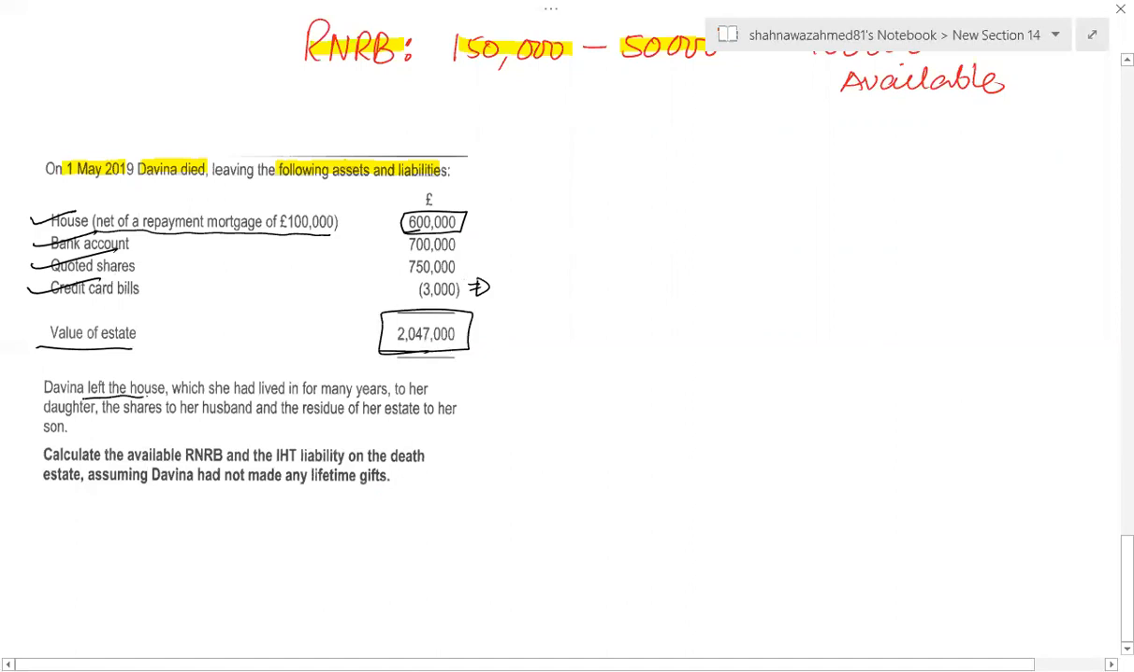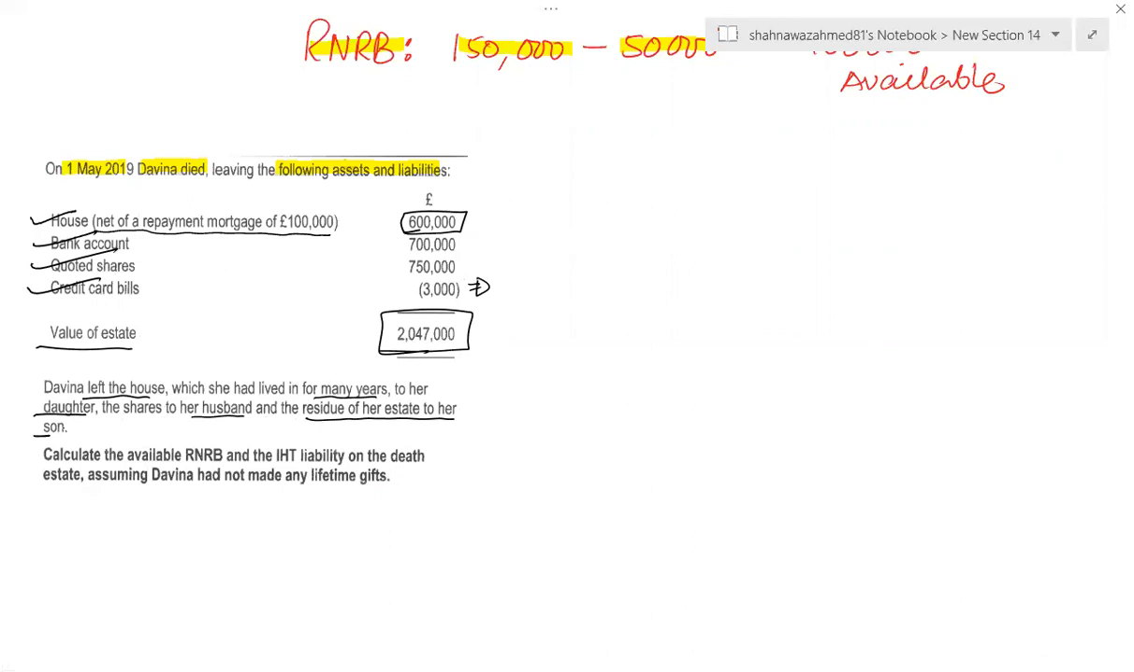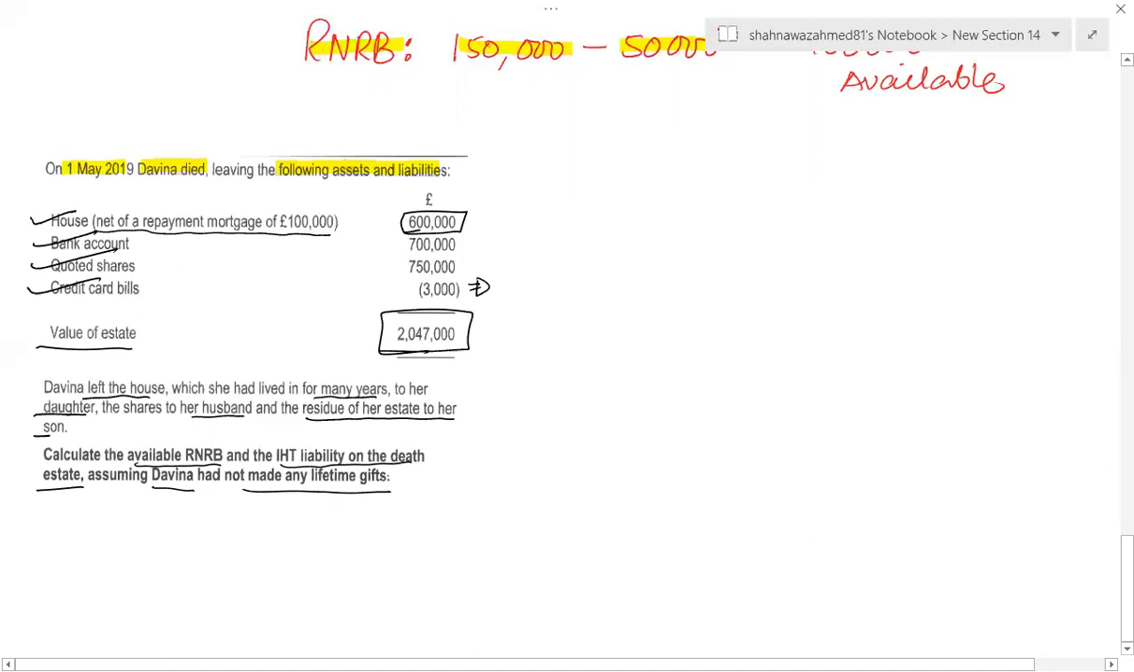D left the house which she had lived in for many years to her daughter, shares to her husband, and residue of her estate to her son. So in this way, there is an inter-spouse transfer as well, which is exempt for the purpose of IHT. Calculate RNRB available and IHT liability on the death estate, assuming D had not made any lifetime gifts.